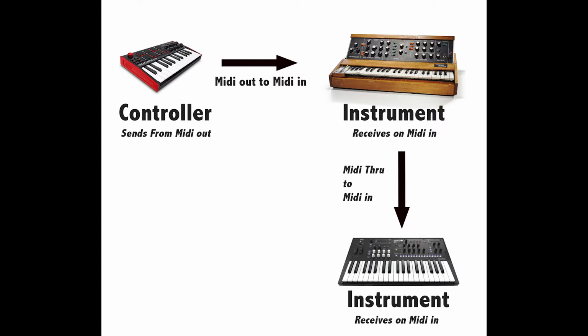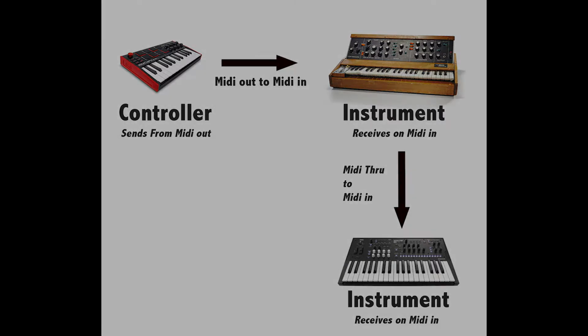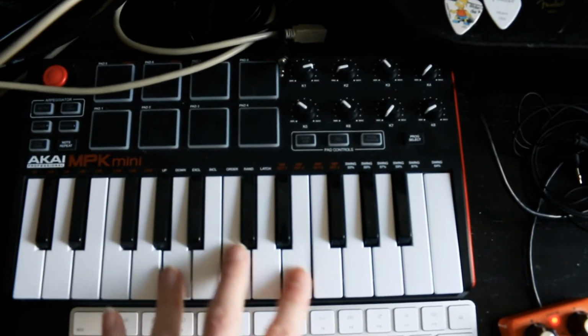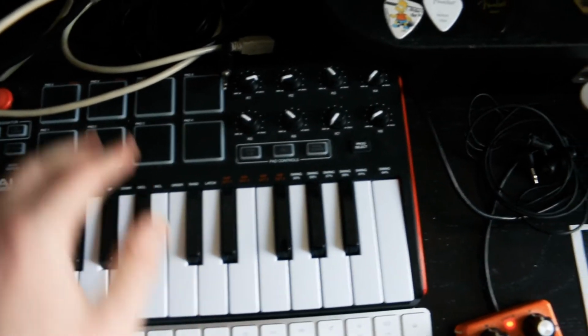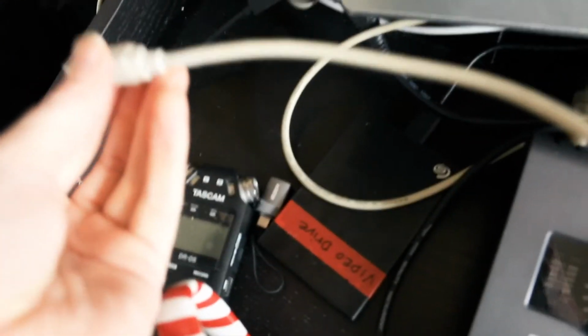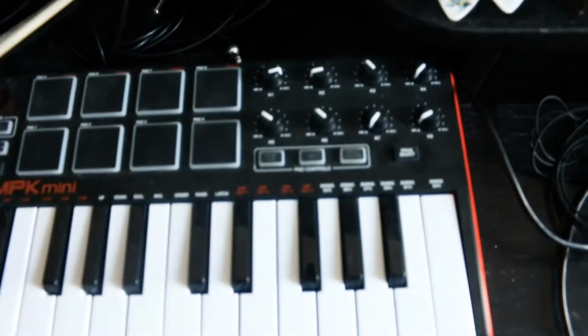So this diagram illustrates every basic MIDI setup. You have a controller that sends MIDI out and instruments receive on MIDI in. And you can also use MIDI thru to chain instruments, but more on that later. And a controller doesn't have to be just a controller keyboard, it could be any instrument with a MIDI out. So this Akai MPK Mini, this is also a MIDI controller keyboard. This literally plugs in through USB, through the mess of cables I've got, into your computer, and then it allows you to control things.